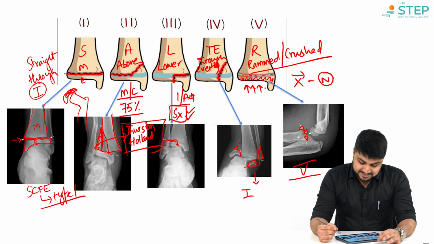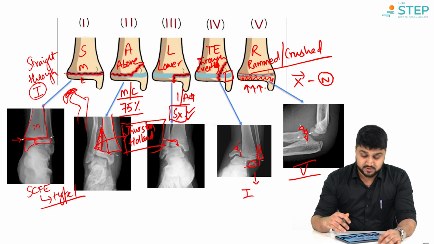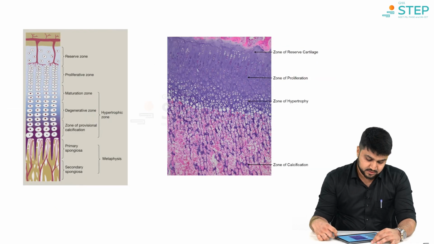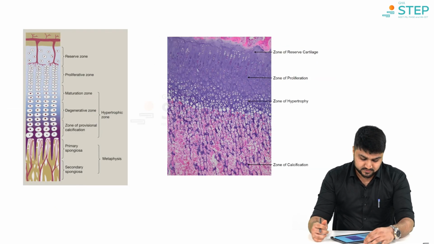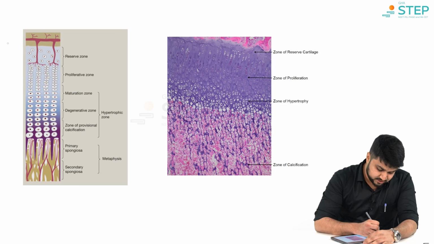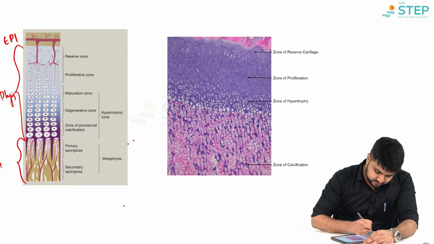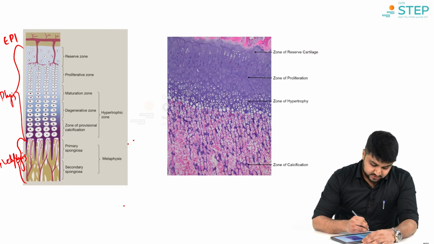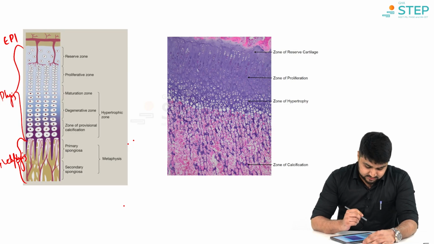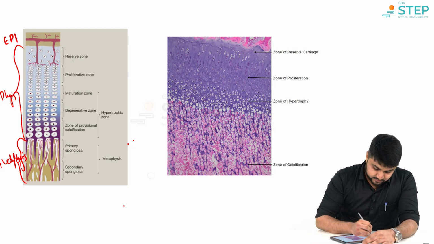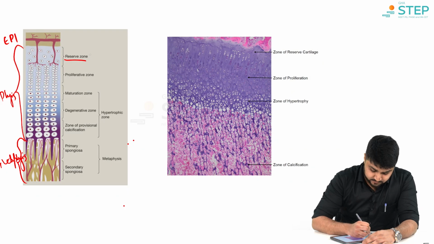Now, let us dive a little deeper into the structure of the physis. This is a diagrammatic representation of the physis. This is the epiphysis, this entire region is the physis, and this is the metaphysis. The physis is divided into further zones. The first zone is the reserve zone, which basically consists of the germinal cells.